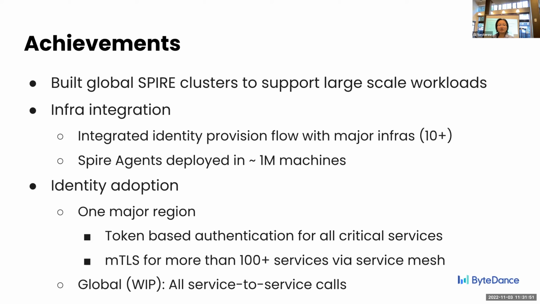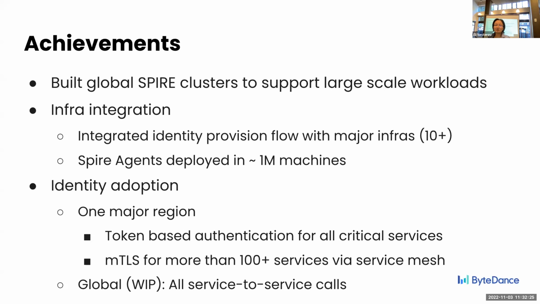We also integrate our identity provision flow with our major infrastructures. At Bytedance we have very rich infrastructure. We have a FaaS platform and also an IaaS platform. We have our own Bytedance Kubernetes clusters, and also services running on virtual machines and physical machines. That's why Spire is a very suitable choice for us, because Spire supports heterogeneous environments so well, and we deploy Spire agents in about 1 million machines.